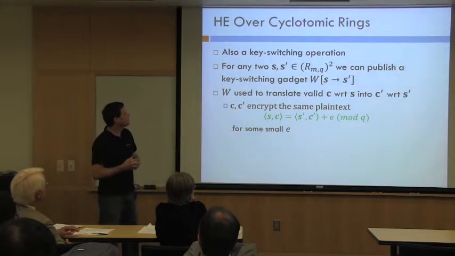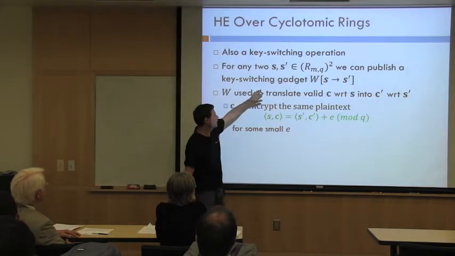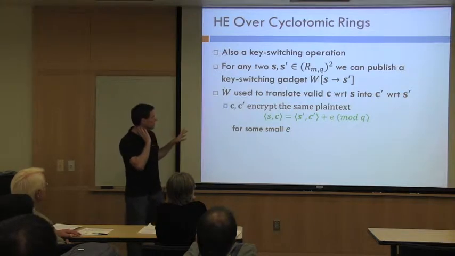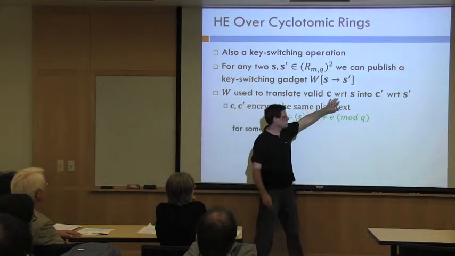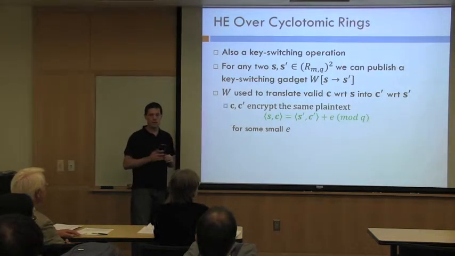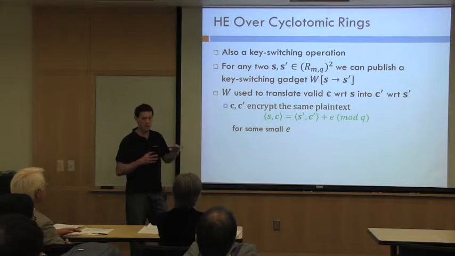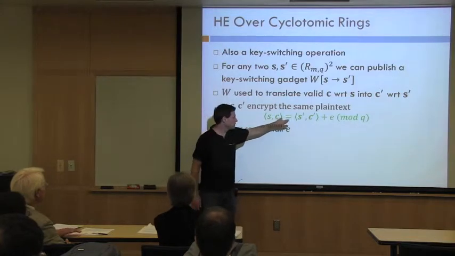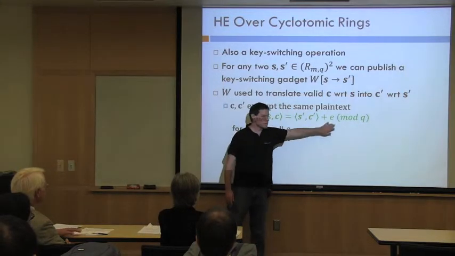So for every 2 keys that we know ahead of time, we can publish a key switching gadget. I'm going to call it W. If you remember from a couple of days ago, it's really a matrix, but I don't care about that all that much now. But once I publish W, I can use it to translate ciphertext relative to S into other ciphertext relative to S prime, such that both of these ciphertexts encrypt the same thing. So C encrypts some A relative to S, and C prime would encrypt the same A relative to S prime. And in fact, it's a little even better. It's not just that they encrypt the same thing. If you take their inner product in R_Q, take the inner product mod Q, then you get roughly the same thing up to some small error.